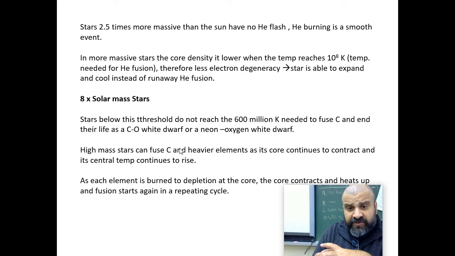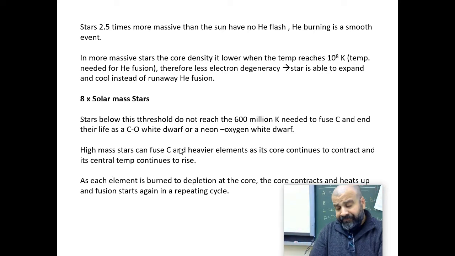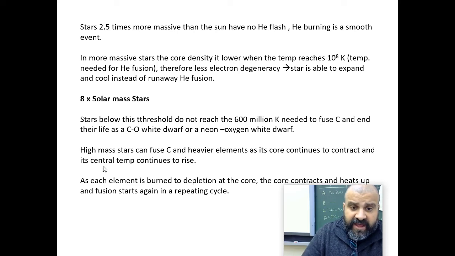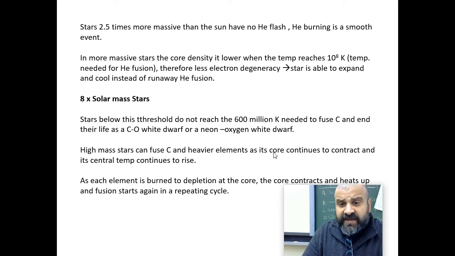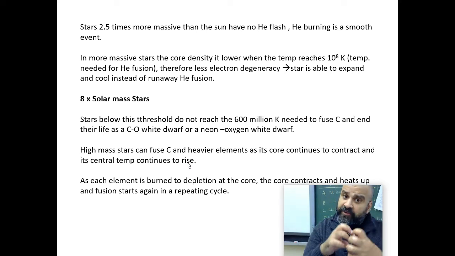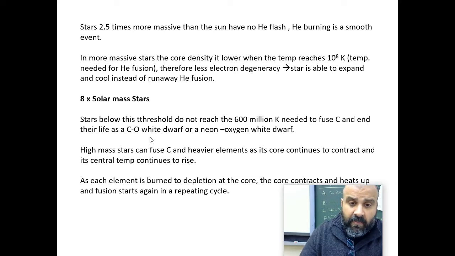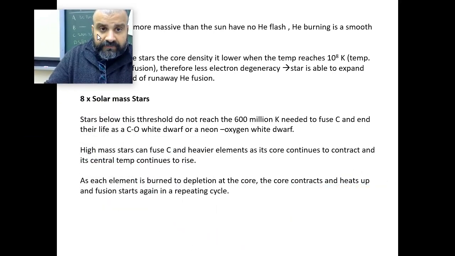So the carbon will then fuse into something else, and then the star will collapse and pull more and more, and fuse heavier and heavier elements. So high mass stars can fuse carbon and heavier elements as the core continues to contract and its central temperature continues to rise. So remember, we got to carbon, nuclear fusion stopped, the core collapses due to gravity, gets super hot, and starts fusing carbon into heavier elements.